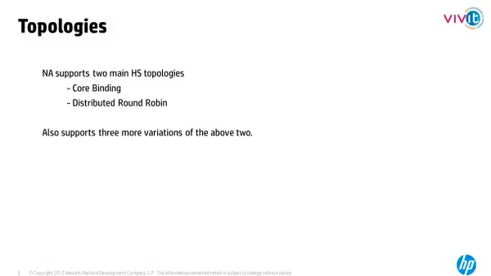Okay, now let's jump into the HS. As we know, HS is a way to scale out NA. So if you want to put multiple boxes for a NA system, HS is one way to go. NA supports two main topologies in HS. The first one is called core binding. We'll get into what it means. And the second one is called distributed round robin. So these are the main two topologies that NA supports for HS.